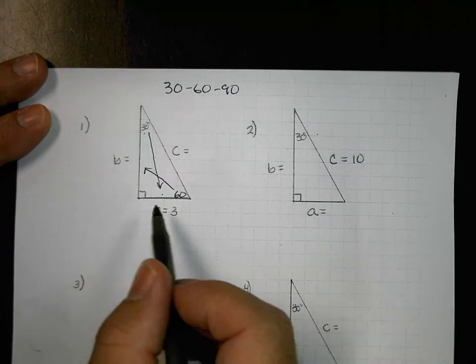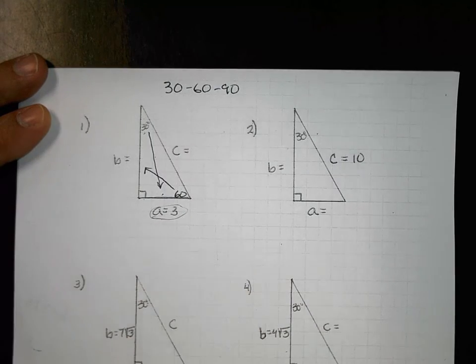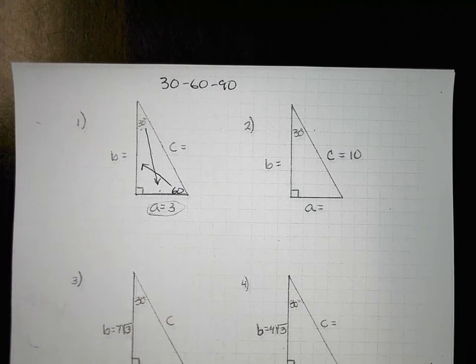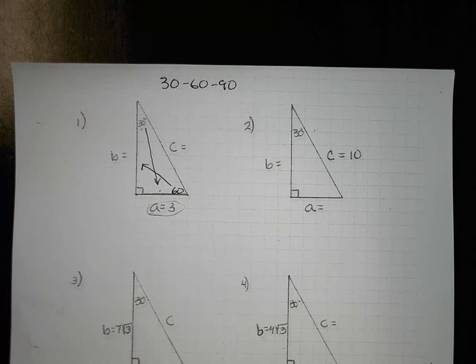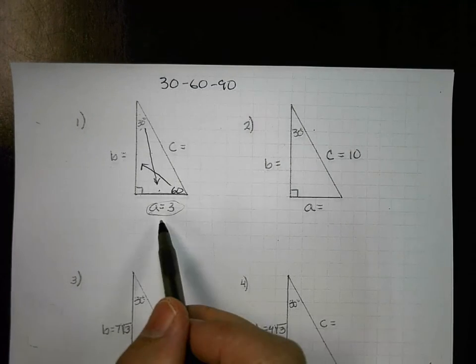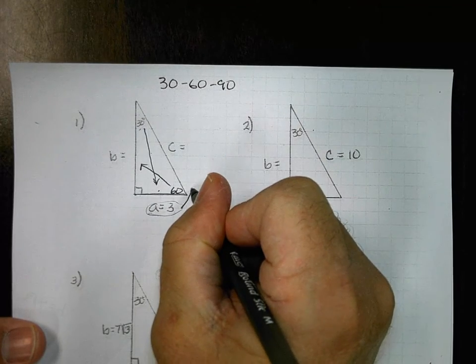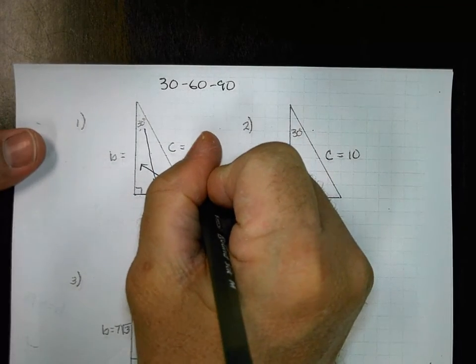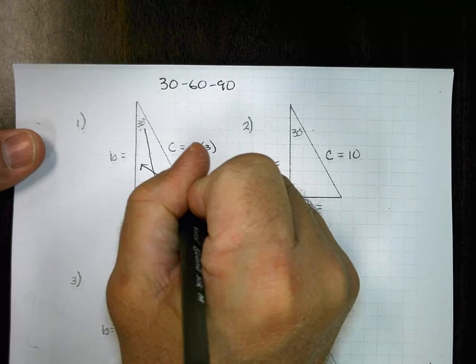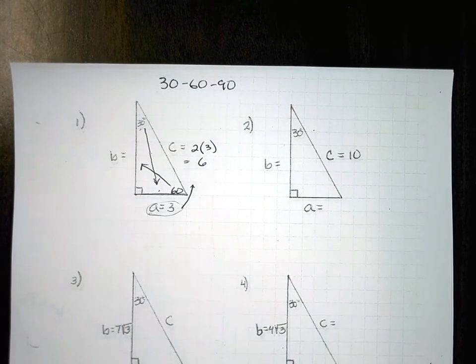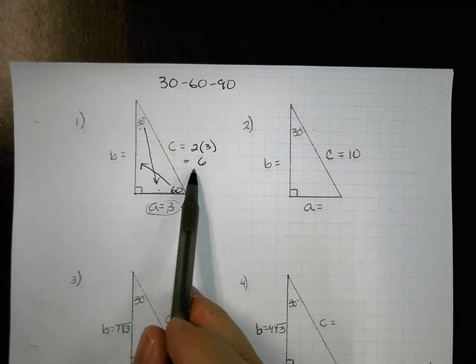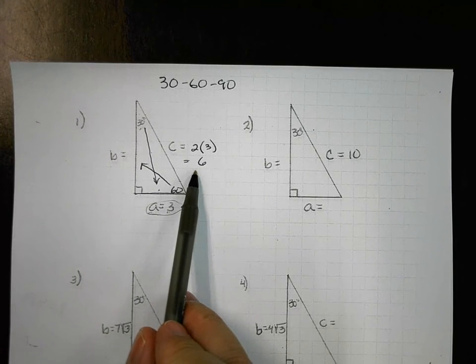Okay. Our key here is we always want to find A as quickly as possible because A is really how we find B and C. So when we know A, it's pretty simple. C is just 2 times A. So C equals 2 times 3 in this case, which means it equals 6. So that's pretty easy. If you know A, C is really simple. You just multiply it by 2. Multiply A by 2 to find C.